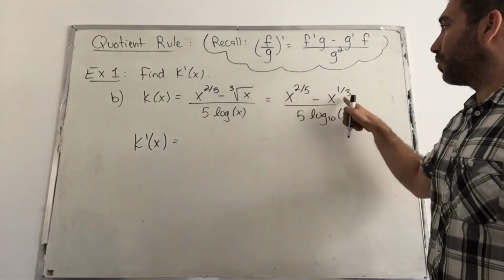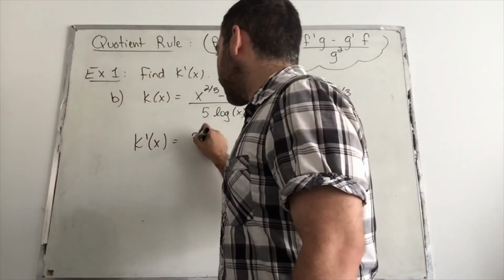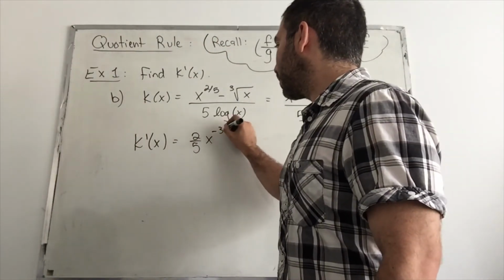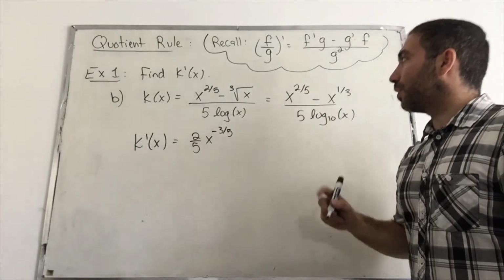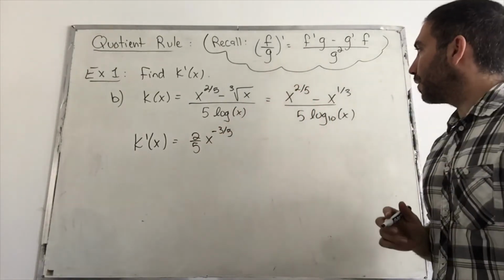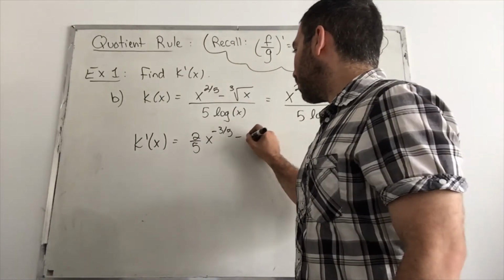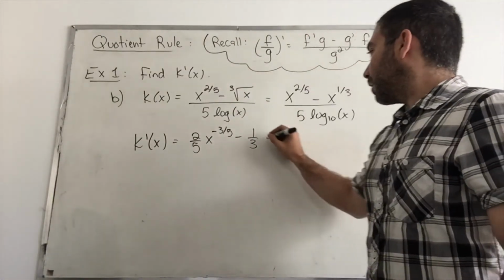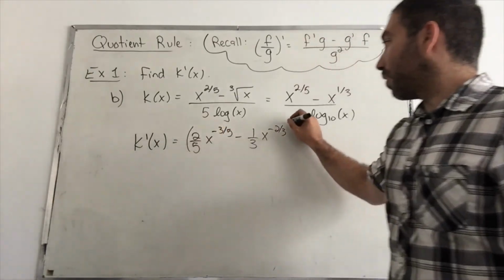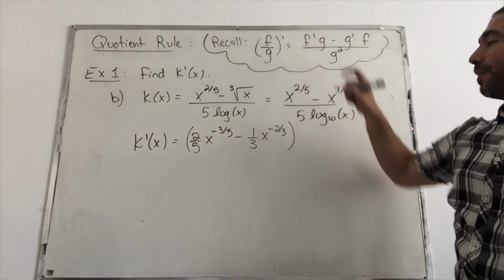So the derivative of the top is 2/5 x to the negative 3/5. So we subtract the exponent by 1. We drop the exponent to 2 over 5, and then we subtract it by 1, giving us negative 3/5, minus 1/3 x to the negative 2/3. This is my f prime. So all I did was the first piece. Now we have our g.